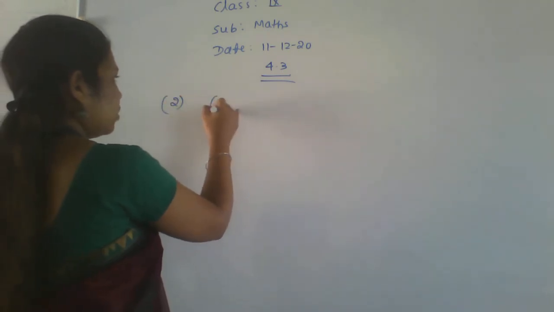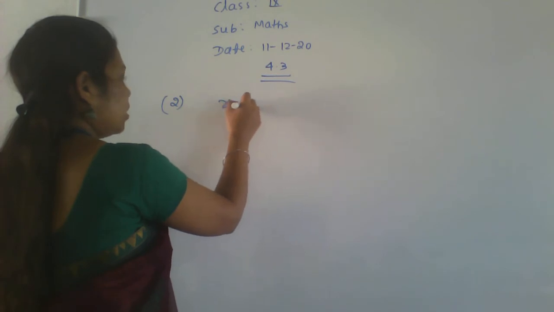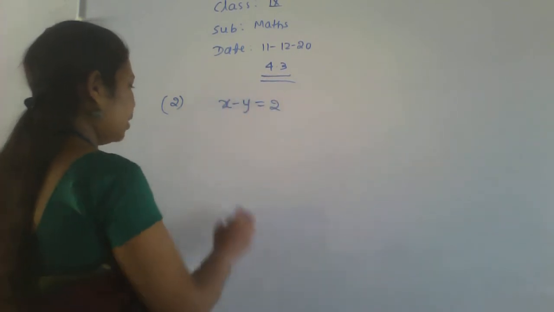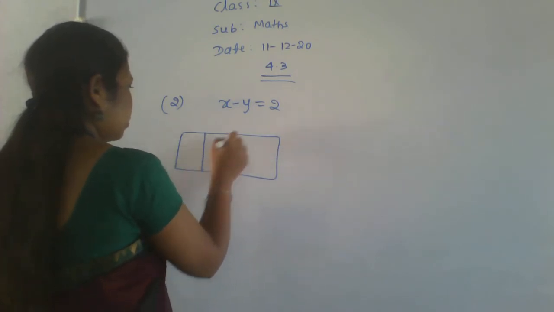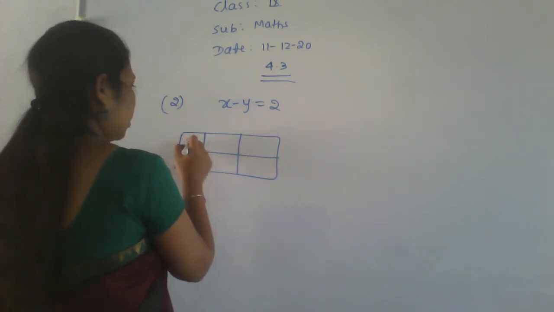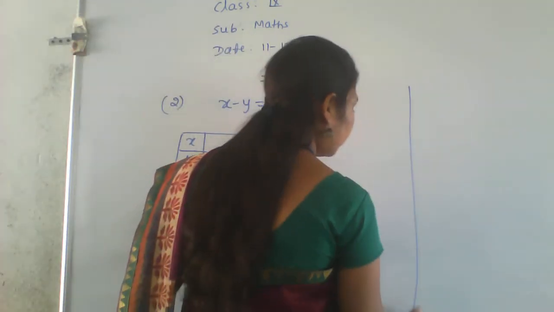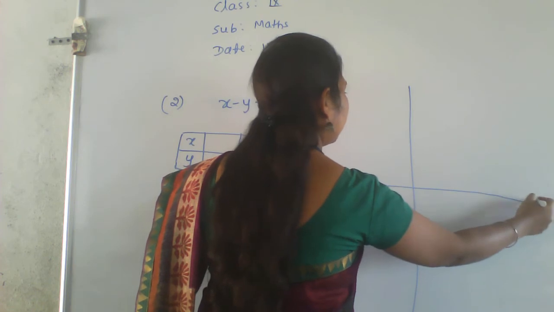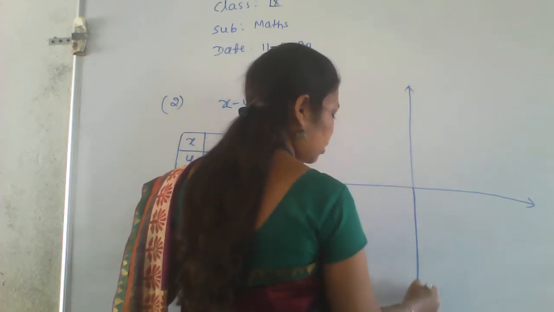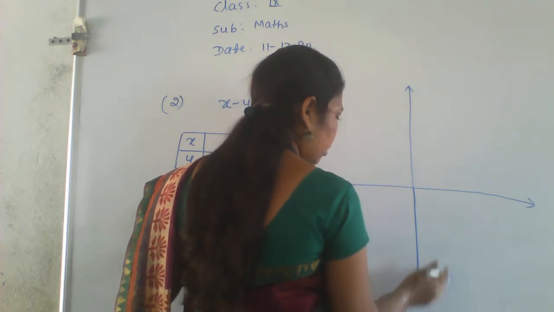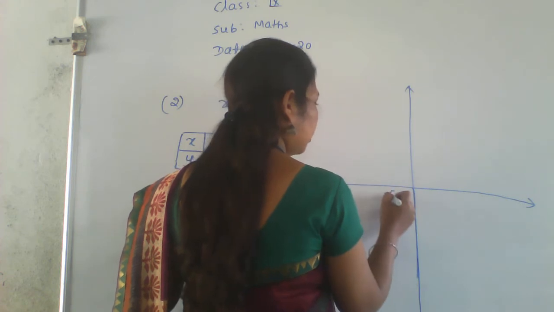Second one. Sorry. Given equation is x minus y is equal to 2 here. So write the values of x and y. This is 0, comma 0.